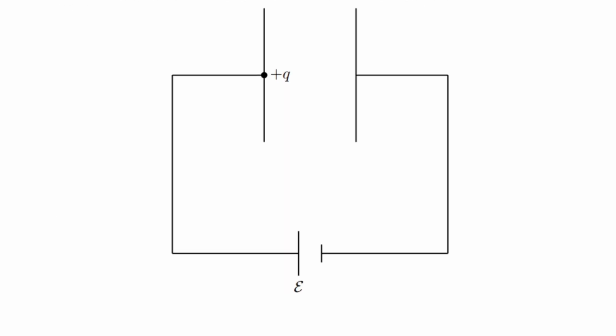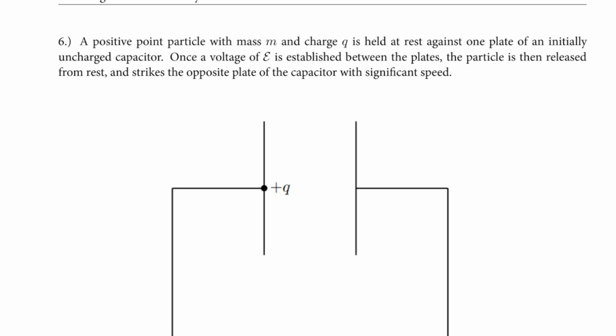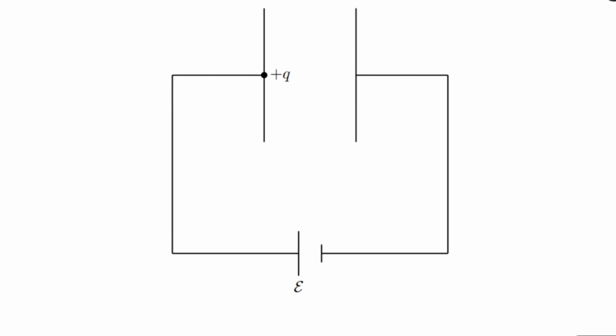All right, last problem. A point particle has a mass m, charge q. It's at rest at one plate of a capacitor. Then we are turning on or connecting this to a battery where the potential is epsilon between the terminals, and this particle is going to get launched towards the other end of the capacitor. So this is going to get launched from one plate to the other, and we're given that this speeds up during this process, which makes sense because positives go towards lower potential.